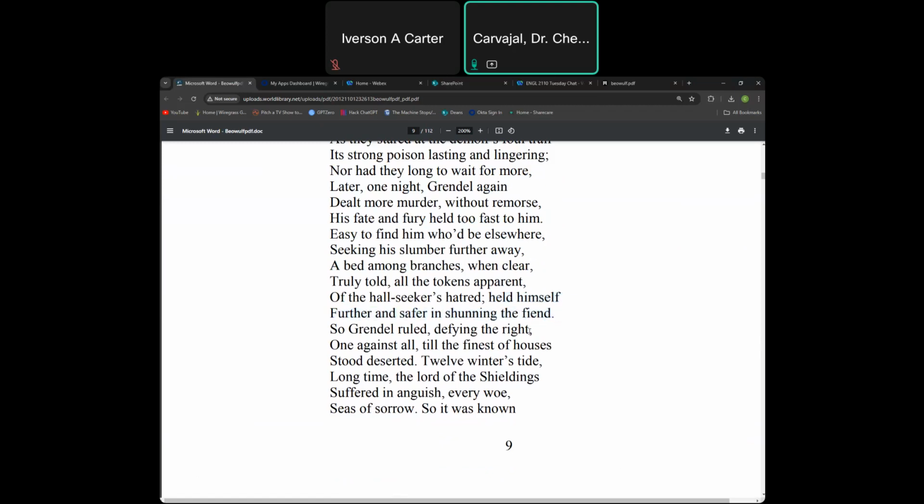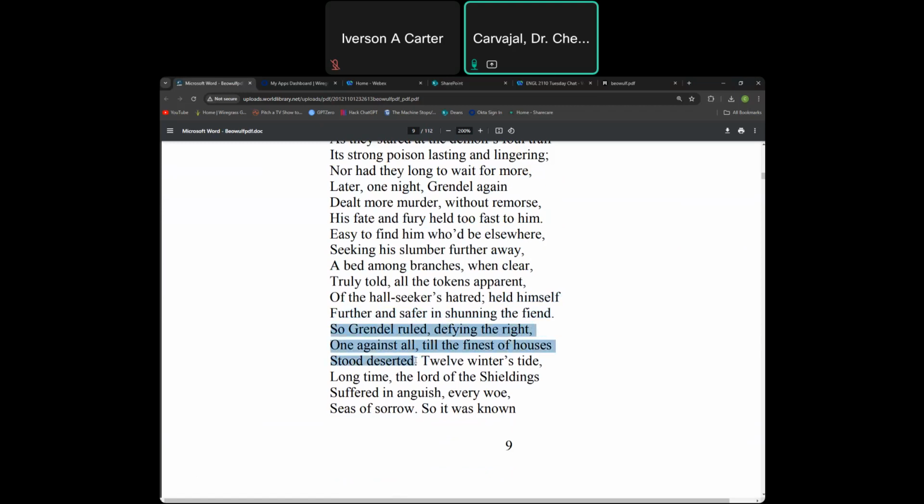And so after a while, nobody wants to eat in the hall. Nobody wants to drink in the hall. Nobody wants to party in the hall. They don't want to do anything in the hall because somebody's going to die. And so Grendel ruled, "defying the right, one against all, till the finest houses stood deserted."